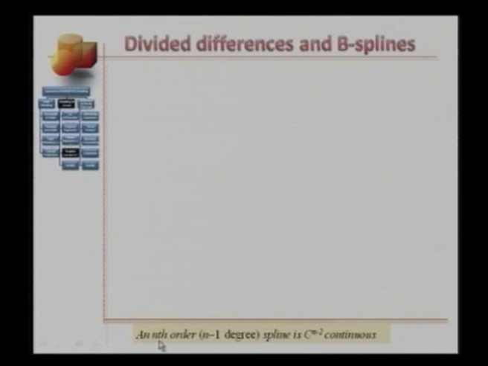As I said before, we'll keep reminding ourselves that an nth order spline is C^(n-2) continuous. Coming back to the divided difference, let's consider a truncated power series function, f(t) = t^(m-1) sub plus. Now this is an interesting function.